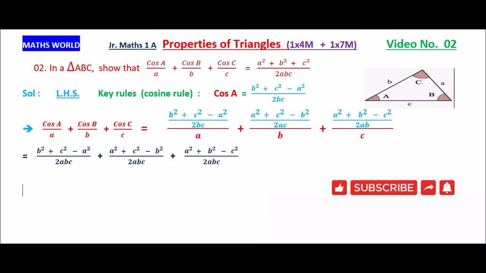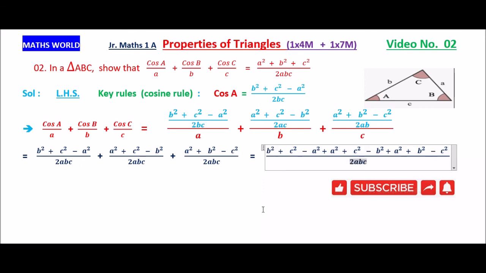Okay, we got this. Now go for LCM. There are 3 terms and we add them. What is the common denominator? 2ABC. The denominator is the same, so just add all the numerator portions: B square plus C square minus A square, plus A square plus C square minus B square, plus A square plus B square minus C square, divided by 2ABC.